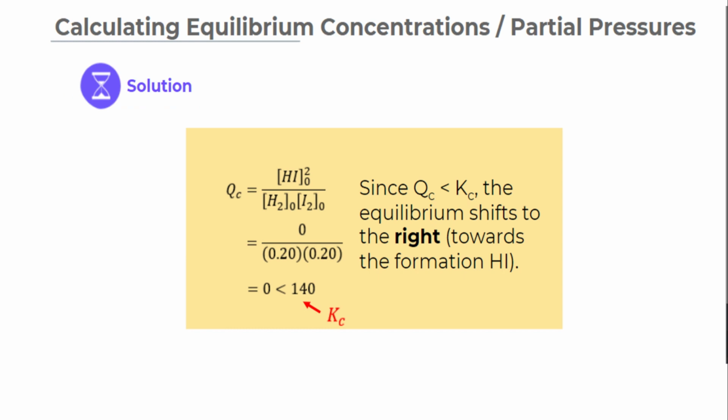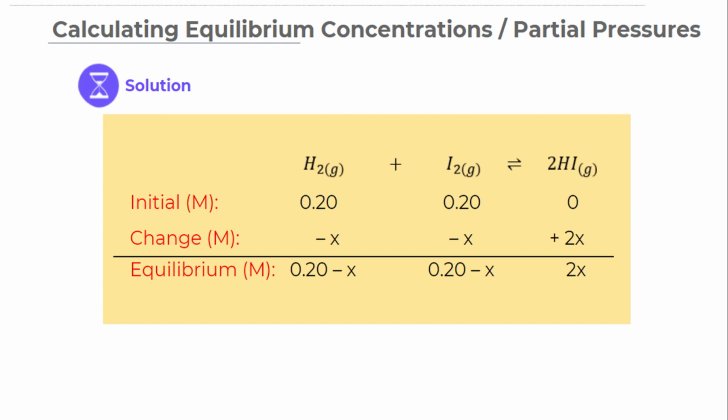Solution. Solve the reaction quotient. First, since there is no product initially present in the vessel, the value of the reaction quotient is 0, which is less than the value of the equilibrium constant. Consequently, the equilibrium shifts to the right towards the formation of hydrogen iodide. Let us now tabulate the concentrations.